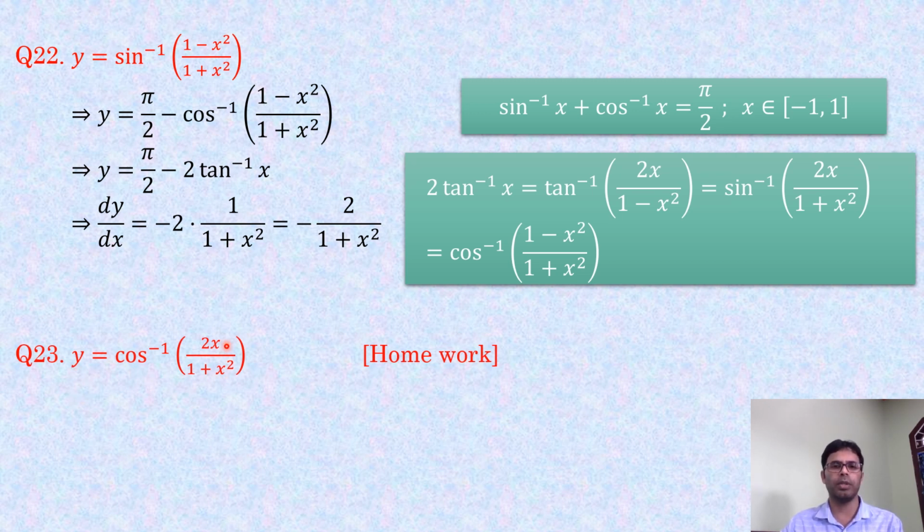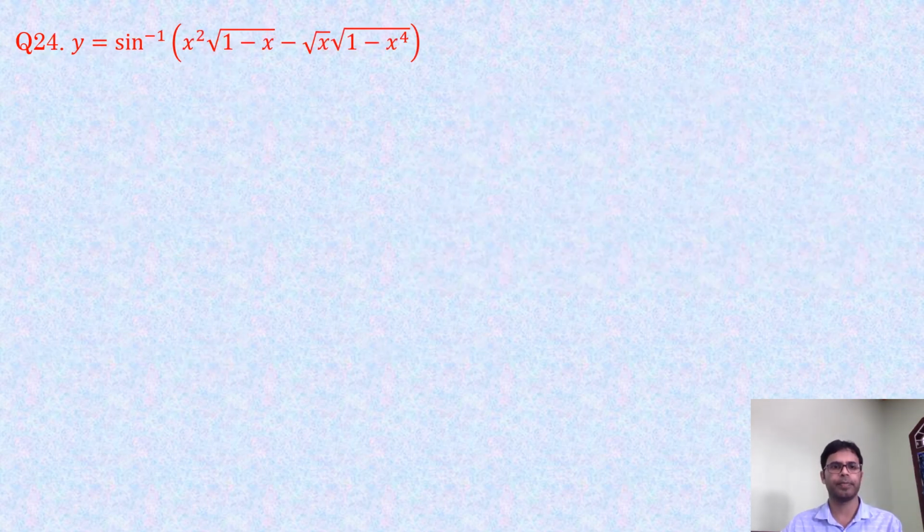Y is equal to cos inverse of 2x by 1 plus x square. You see, this 2x by 1 plus x square should be sine inverse, but here it is cos inverse. So before using this formula, you have to use this formula to write cos inverse in terms of sine inverse, by writing pi by 2 minus sine inverse 2x by 1 plus x square. Then sine inverse 2x by 1 plus x square is equal to 2 tan inverse x. Use that and finally differentiate like this question. Okay, so I think you can solve this problem easily.